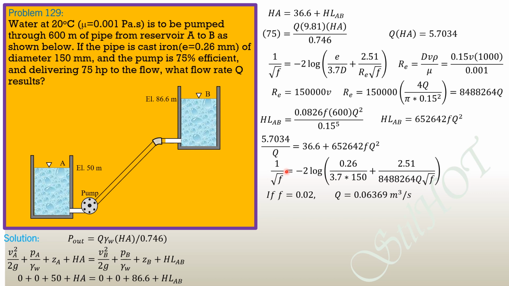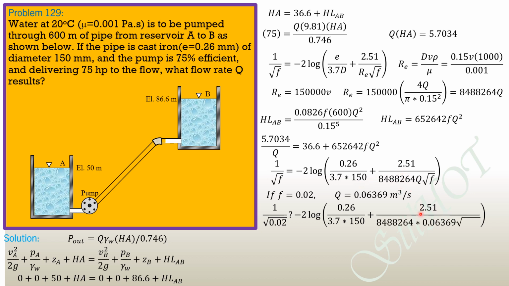The left side of the equation is 1 over square root of 0.02. And the right side is negative 2 log of 0.26 over 3.7 times 150 plus 2.51 over 8488264 Q. Q is 0.06369. Then square root of 0.02. So the left side is 7.071, which is greater than the value at the right side, which is 6.600.